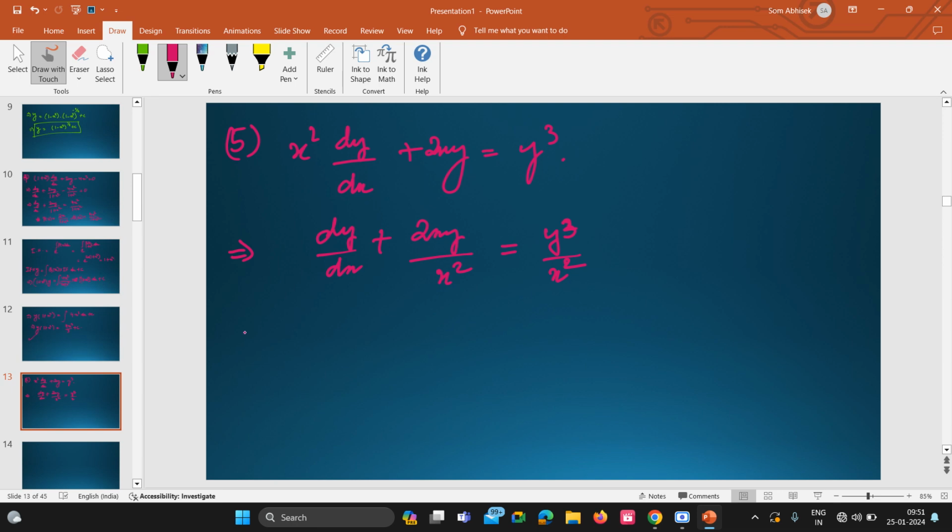So what will I do here? See, when there is a power of y on the right side, I will just divide it on both sides. So 1 by y cube dy by dx plus 2xy by x square y cube is equal to 1 by x square.